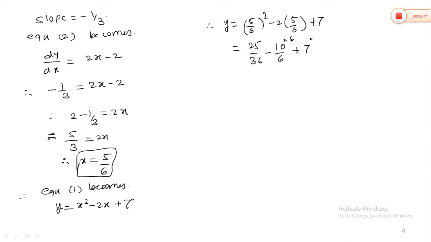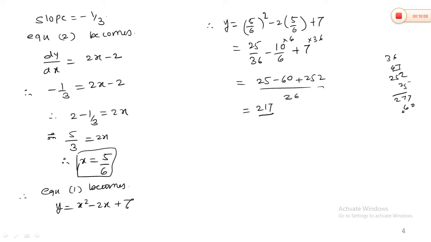So taking the LCM 36: 6 into 6 is 36. Therefore 25 minus 60, and 36 into 7 is 252, plus 252, divided by 36. So 252 plus 25 is 277, minus 60, that is 217 by 36. This is the value of y.